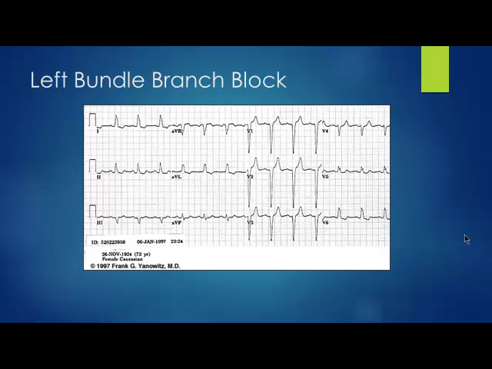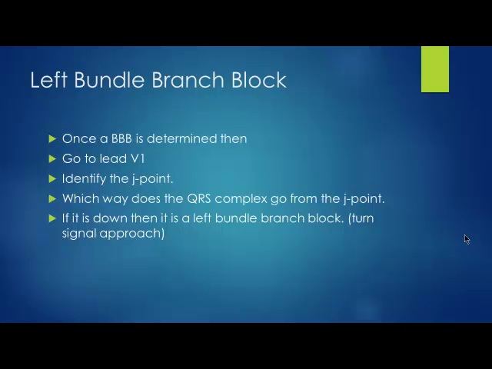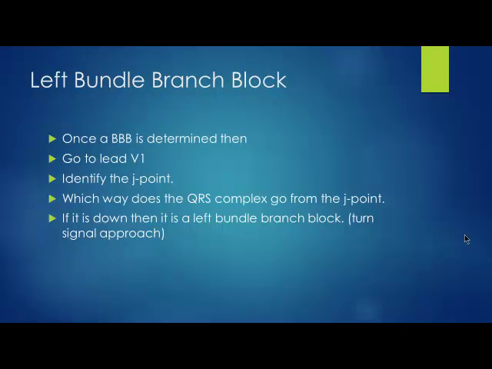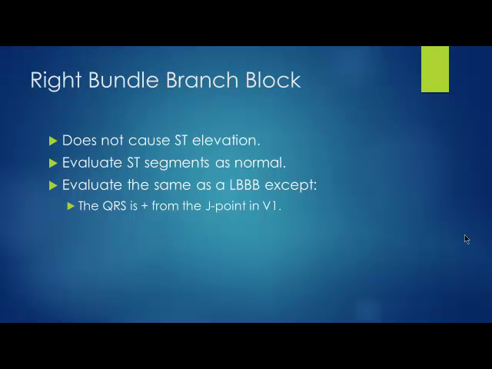All right. So with this one, you don't have those prime waves. You do have a little bit of a slurred S wave, but you've also got a wider QRS. But one of the things about it is that you've got this QRS that is going downwards in V1, V2. So that's going to be a left bundle branch block. Alright, so to do your left, go to V1, identify the J point. Which way does the QRS complex go from the J point? Down. Alright, that's the turn signal approach.